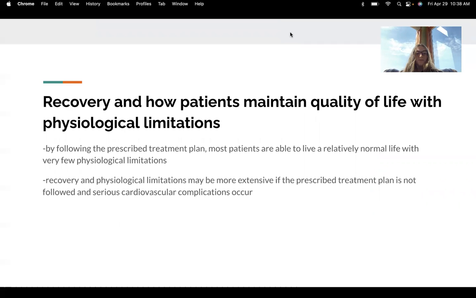By following the prescribed treatment plan, most patients are able to live a relatively normal life with very few physiologic limitations. Recovery and physiologic limitations may be more extensive if the prescribed treatment plan is not followed and serious cardiovascular complications occur. Otherwise, if blood pressure is monitored and kept in a healthy range by following lifestyle changes and medications, usually hypertensive patients are able to live a normal life without worrying about serious complications.